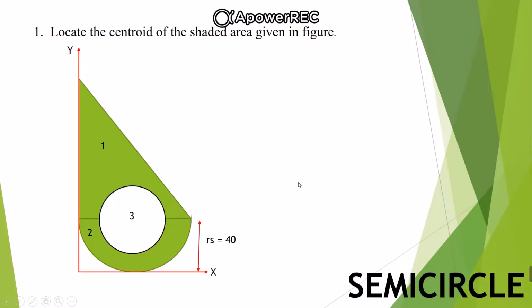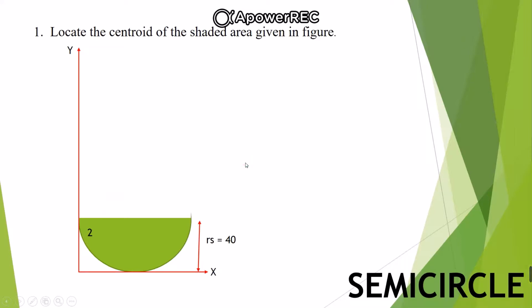Okay, now coming to the semicircular section, we need to remove the triangular section as well as the circular section. So I am removing the triangular section and circular section from the composite section. Now here you can see a semicircular section with two reference axes, and we know that G2 will be at a distance of rs from the left end of the figure or from the reference y-axis, and 4r by 3 pi from the flat end of the semicircular section.